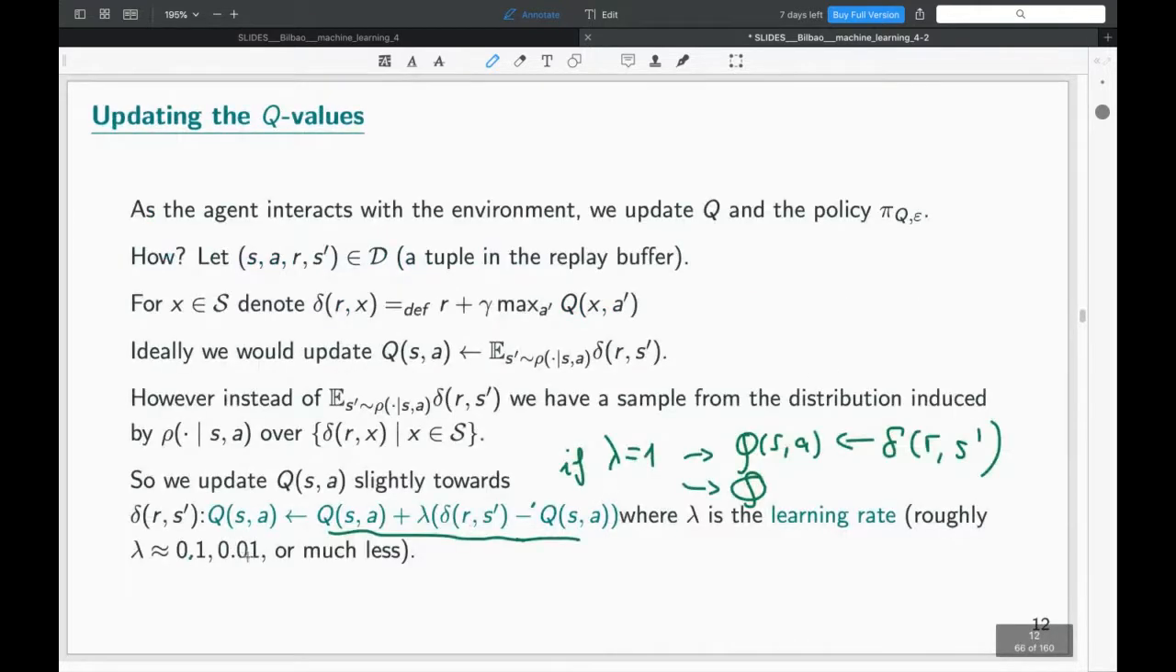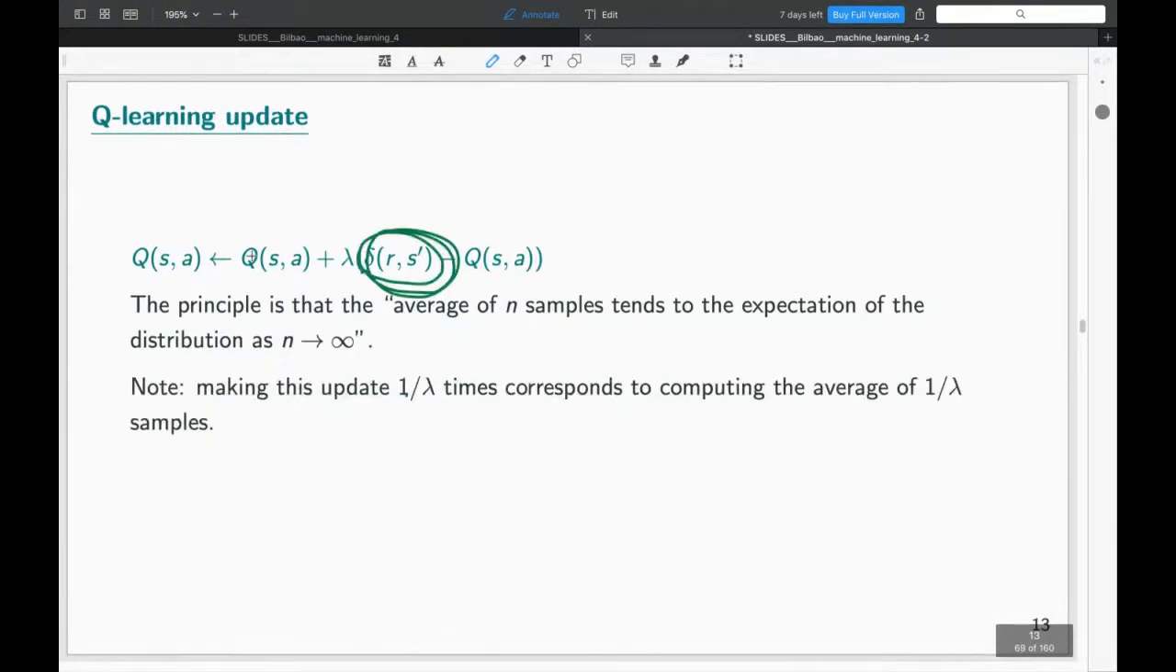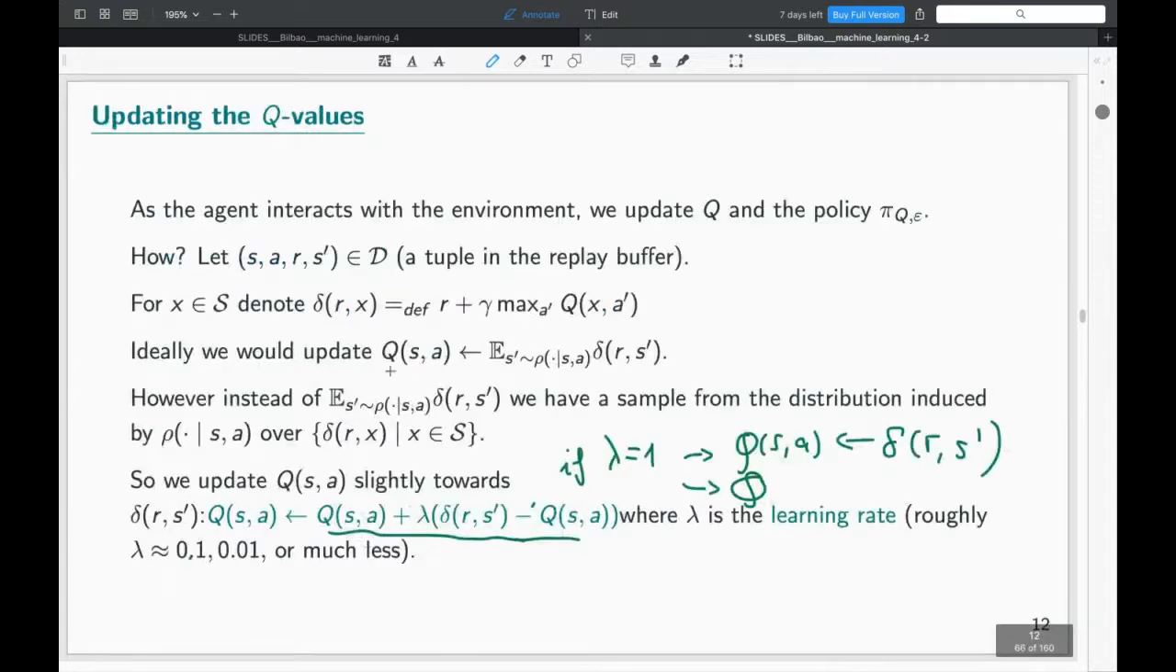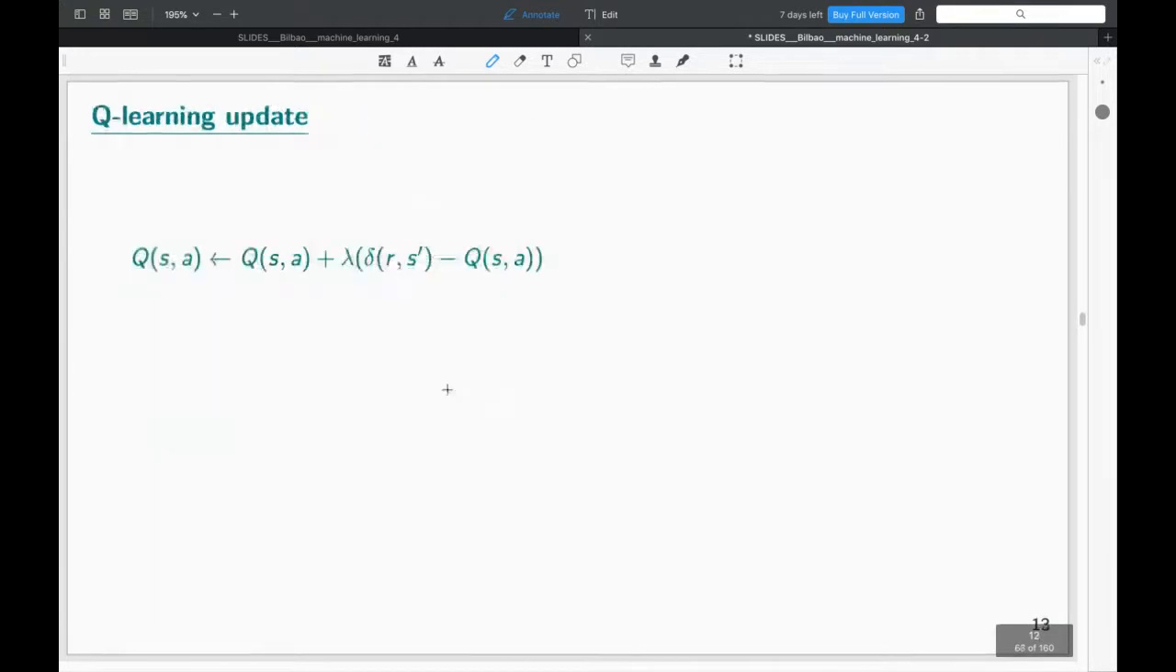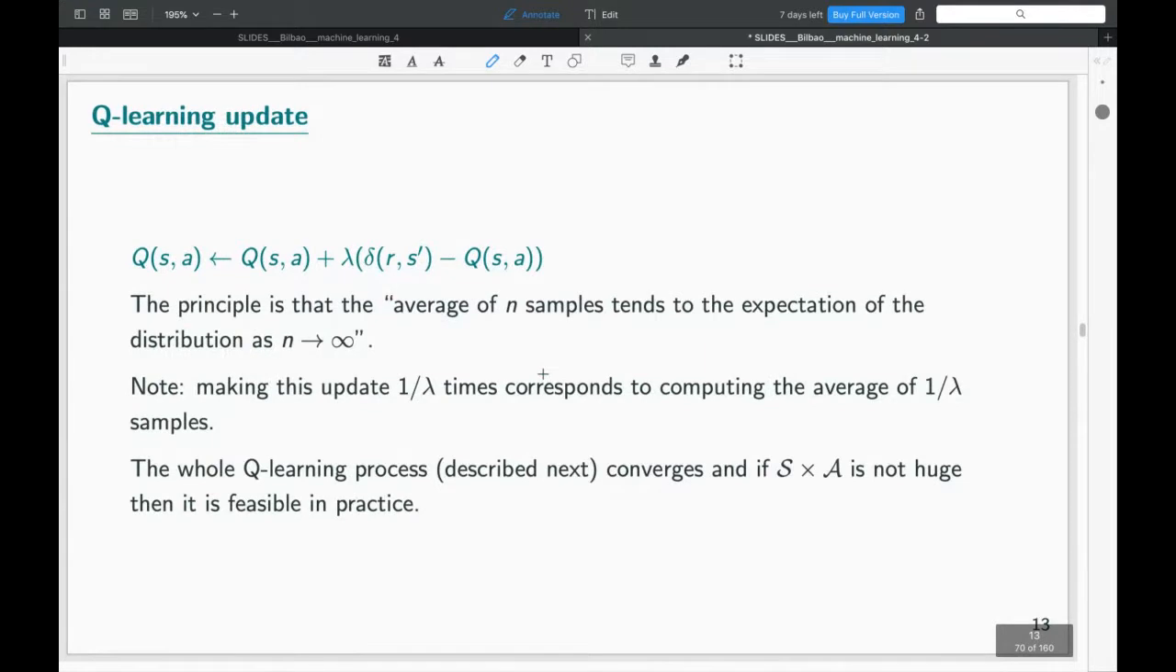So if lambda is 0.01, it's 100 samples. After 100 updates, you have the average of 100 samples, which you can think with some confidence is reasonably close to the true average, this true value in here. Okay, so this is the Q value update.